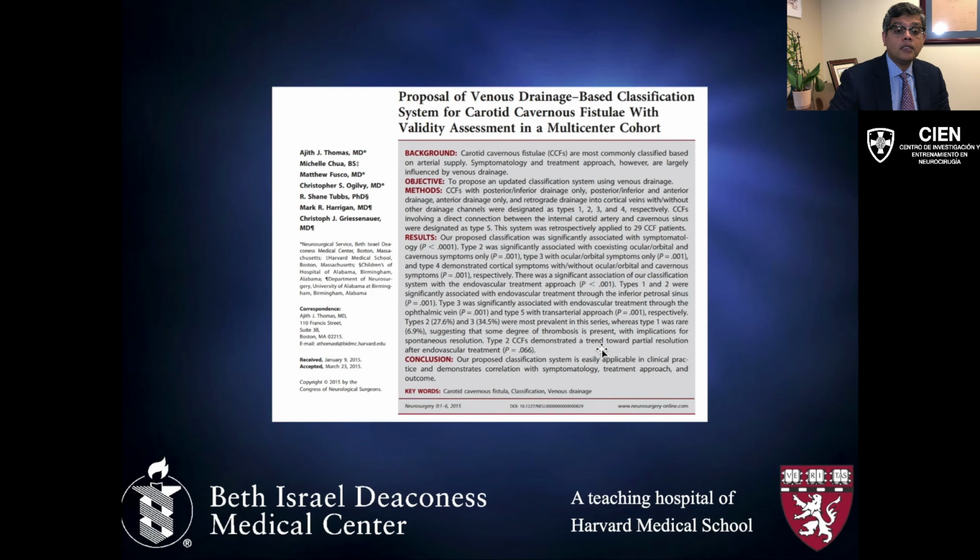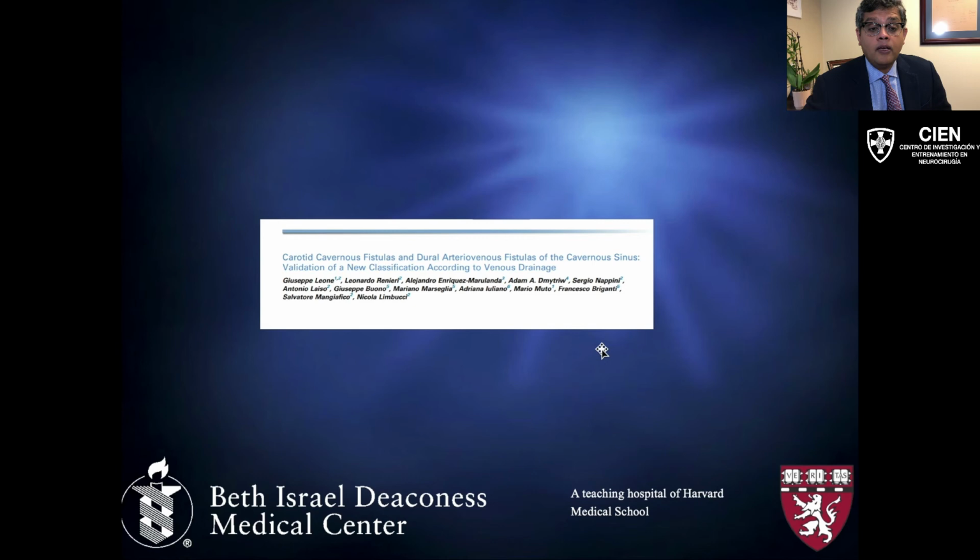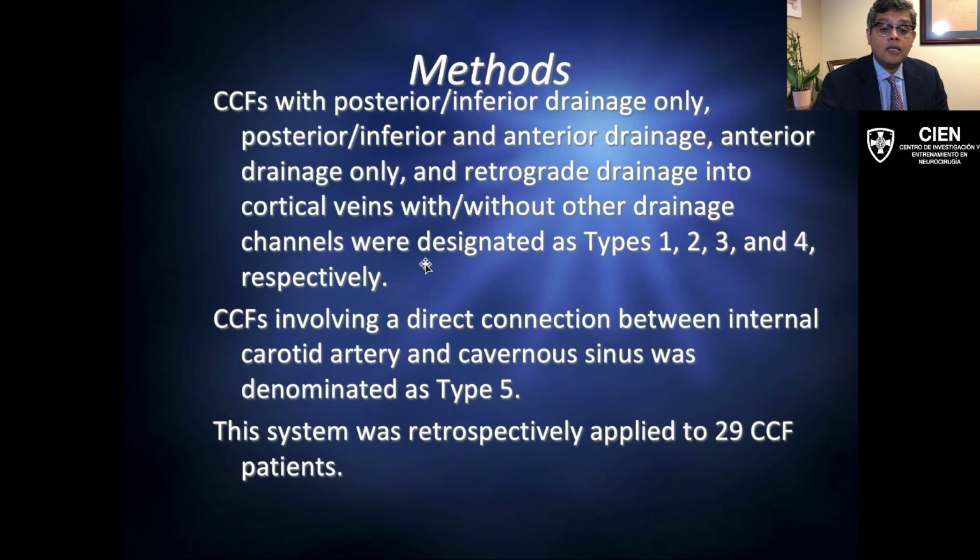And based on this, we proposed the venous classification. This was published in the Journal of Neurosurgery in 2015. And this has subsequently been validated by an Italian group from Florence, Nicola Limbucci's group. What we did is we split it into five different categories, so based on the drainage.